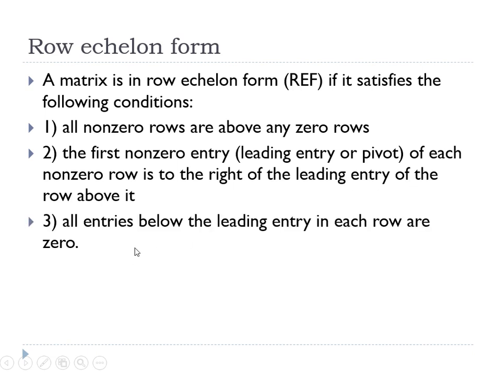The third condition is that all the entries below the leading entry in each row are 0. Anyway, I will be discussing this concept again when I'm working on problems. So let's meet in the next session where we will discuss problems on SVD.